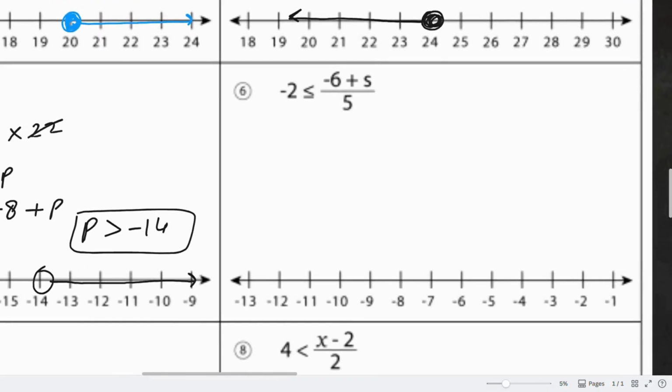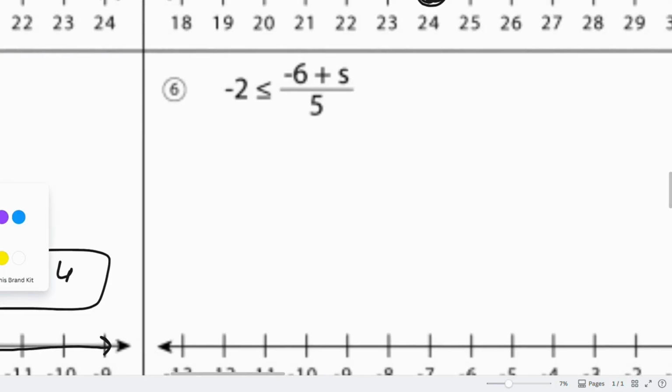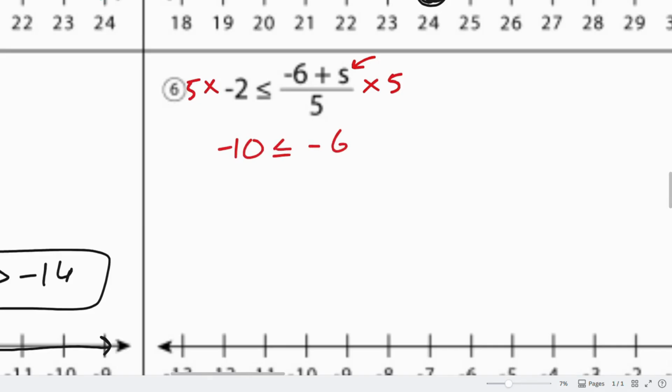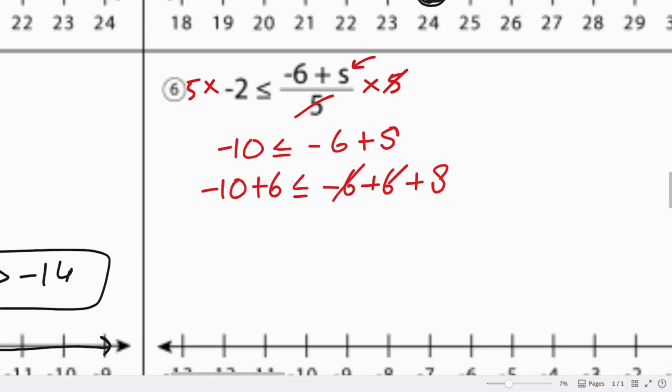Alright? Let me just move towards the sixth question real quick. So for this one, I will multiply both sides with the 5 because I need to get this s. By this way I will get minus 10 is less than or equivalent to minus 6 plus s, because this 5 will cancel out with this 5. Alright, so now I have this negative 6, so I will add 6 on both sides. Minus 6 plus s, this will cancel out together, and I will get minus 4 is less than or equivalent to s, and it can also be represented as s is greater than or equivalent to negative 4.